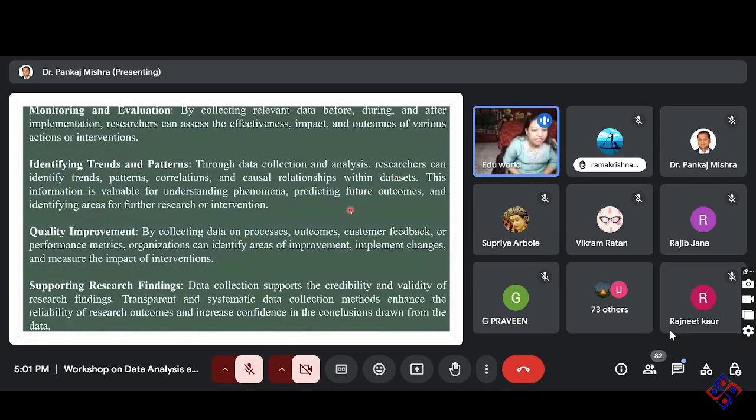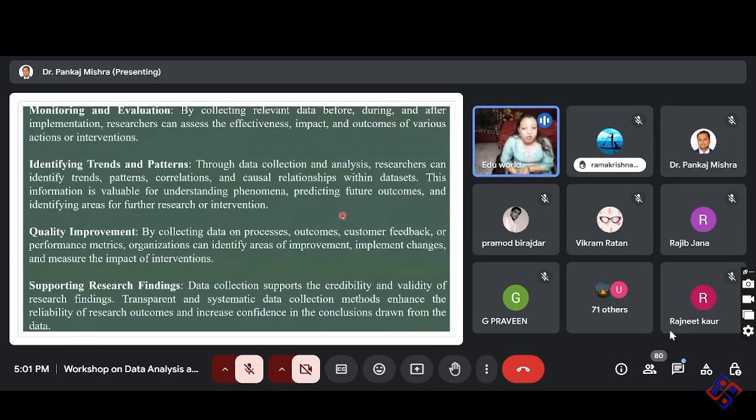Now, monitoring and evaluation. After collecting the relevant data, what will we do? We have to assess that data. How can we assess? We have to use various kinds of intervention, like if you are doing experimental research. In experimental research, once you have collected the data and tested, then after giving some kind of treatment or intervention, you have to test the data again. So that is monitoring and evaluation.